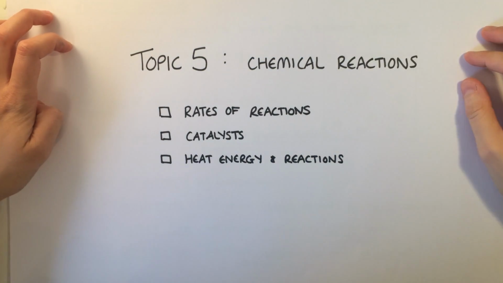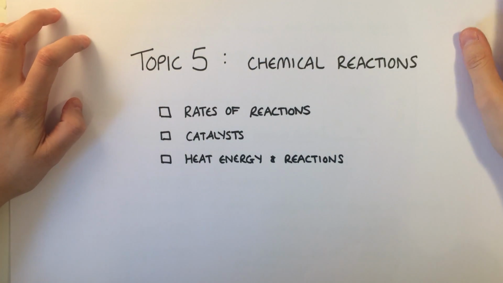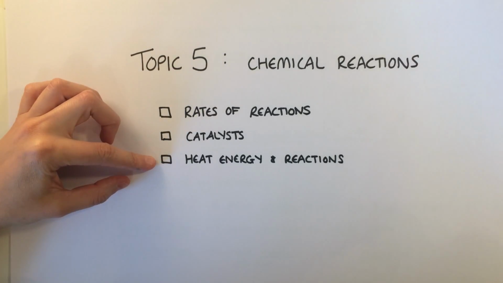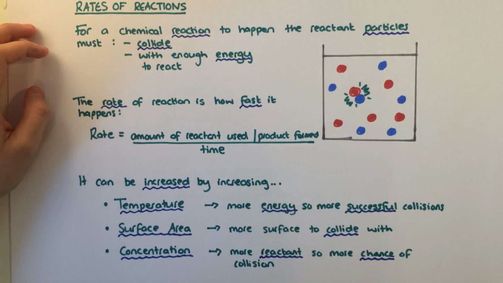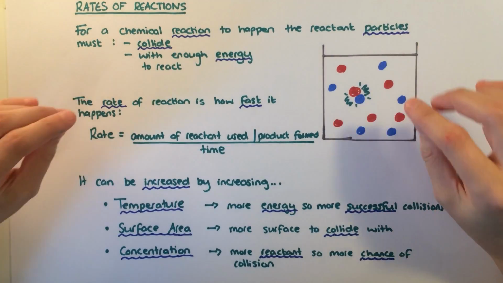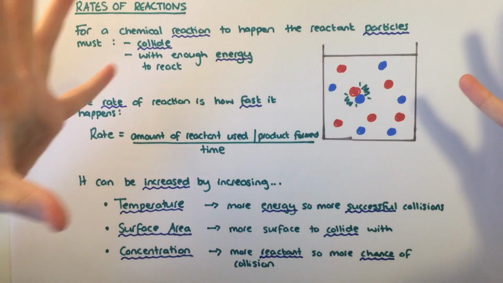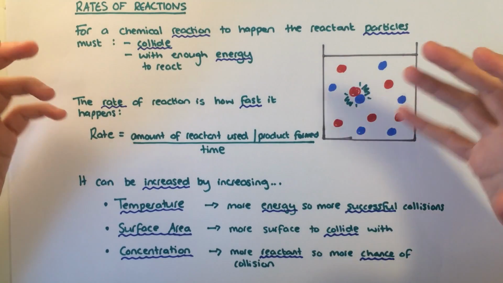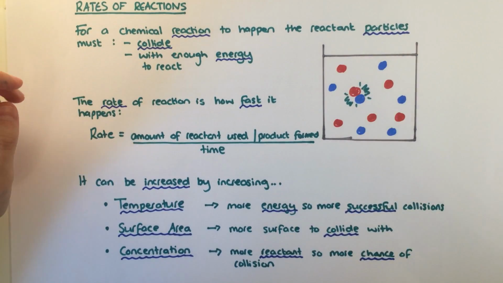Additional science chemistry, topic 5, chemical reactions, rates of reactions, catalysts and heat energy changes in reactions. For a chemical reaction to occur, particles must collide, but not only that, they must collide with enough energy for a reaction to occur. We might refer to these as successful collisions.